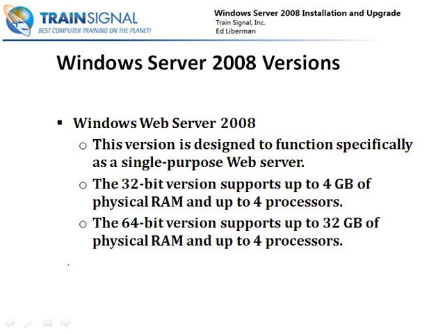Now, this version has a 32-bit version that supports 4 gig of RAM and 4 processors, and a 64-bit version that supports 32 gigabytes of RAM and up to 4 processors. Essentially the same as what we saw with Standard Edition, but now stripped down as far as functionality. The good news is Windows Web Server 2008 costs less, and that's the idea behind it.